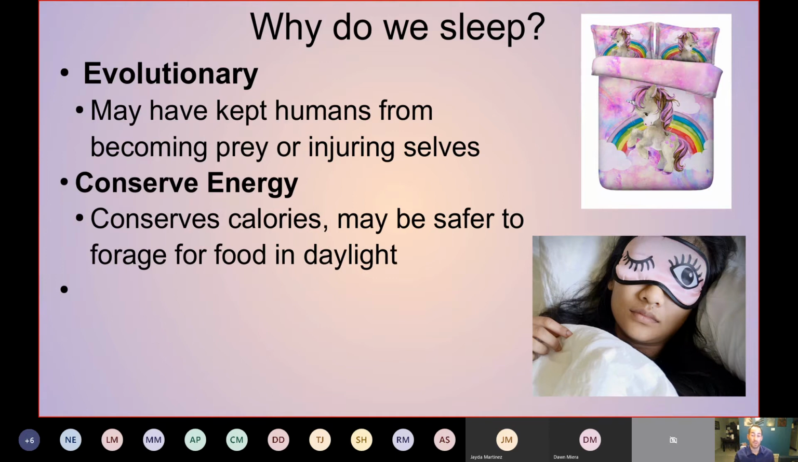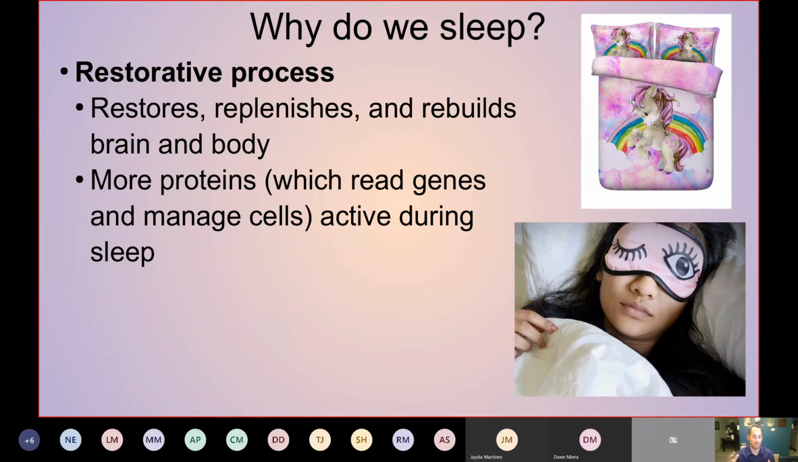It might also help to conserve energy. If you can shut down the machine that is your body for a couple hours, you don't have to intake as many calories. It might be also safer to forage for that food in the daylight, easier. I mean, I kind of wish we had evolved better night vision so we could forage for food in the nighttime, but then we'd probably be very different. I don't think we could change just that one thing. I think our behavior would be largely different.